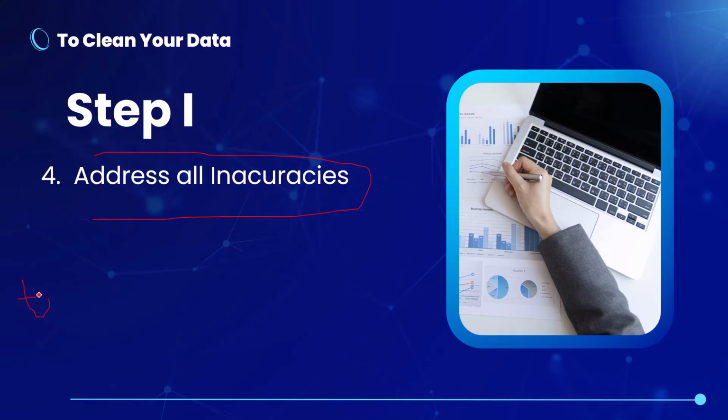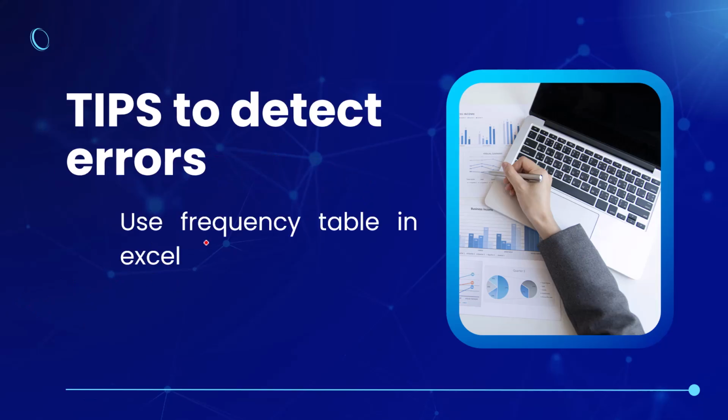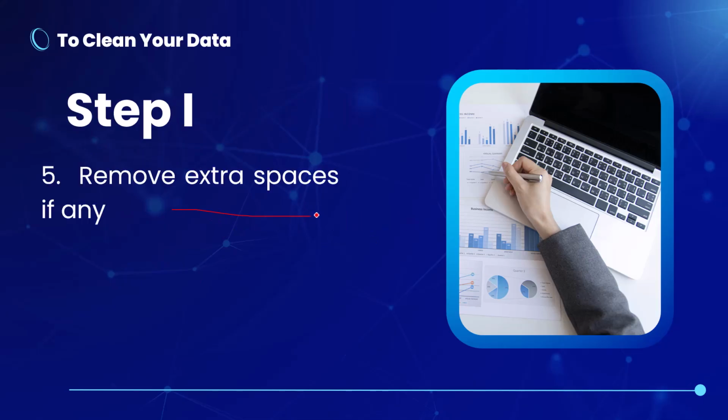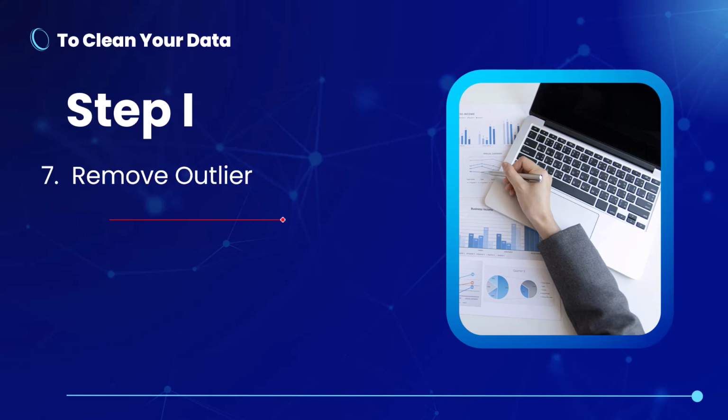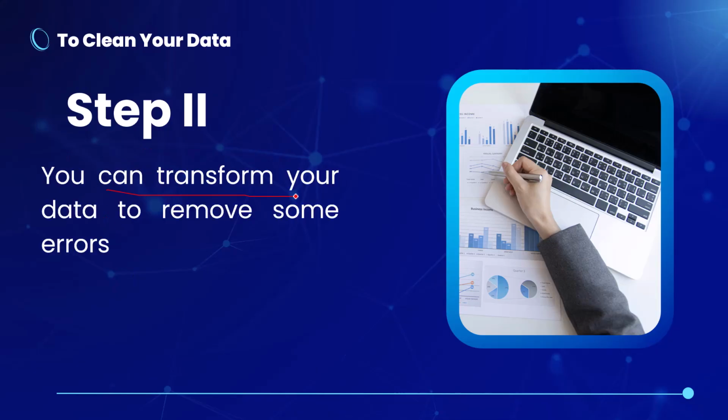To detect errors in your data, there are several tools that you can use, and one of such is to use frequency table to identify where the issue is coming from. It is necessary as well to remove all extra spaces in your responses. All duplicated value should be removed, and outliers, if they will pose a serious risk to your output. In case you have tried the options in step 1 and they didn't give you the right result, then you can consider using the option in step 2, which is to transform your data to remove some certain errors.